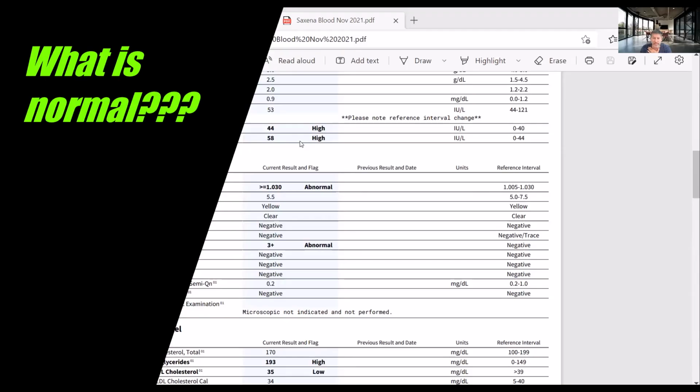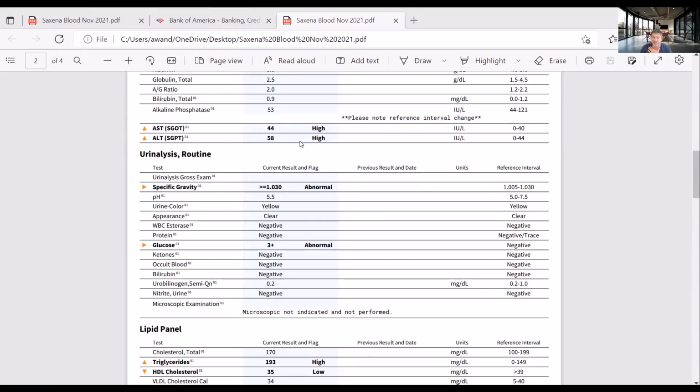Versus what we're looking at is, is it functionally a problem? So for this particular patient, these are 2 liver enzymes, AST and ALT, and it's showing 0 to 40 and 0 to 44. The functional norm is 12 to 26. Okay, so that's a big difference when you're looking at labs.